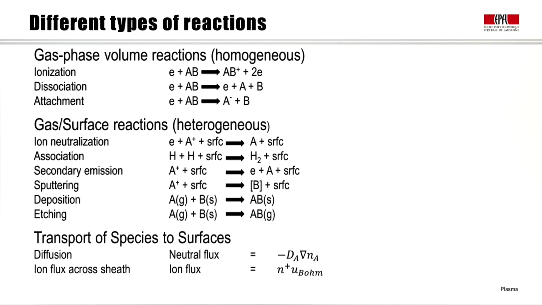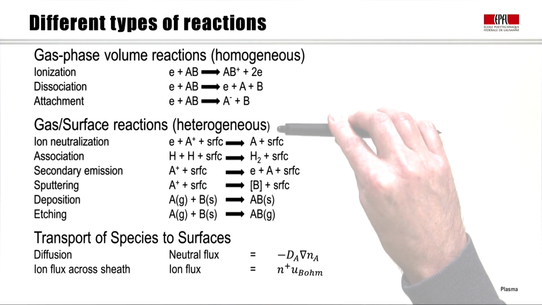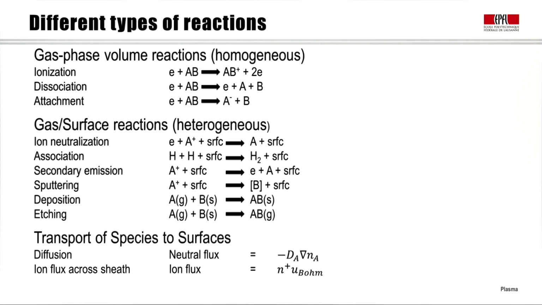give negative ions. There are also gas surface reactions which are called heterogeneous because this is between a gas phase and a solid phase. We see that ions are always neutralized with high efficiency on surfaces. Therefore, electrons and ions are neutralized on surfaces. Hydrogen atoms associate on surfaces. These atoms cannot recombine in the volume because it's difficult to conserve momentum and energy in a volume process. Therefore, hydrogen atoms, for example, recombine only on surfaces.